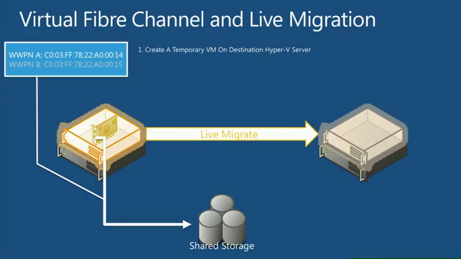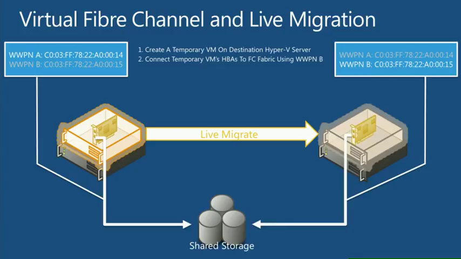So let's assume that you're starting to live migrate this particular VM. What happens initially is that a temporary VM is created on the destination. The temporary VM's fabric is instantiated with the worldwide port name B, which is the shadow port name associated with that virtual fiber channel adapter. With this virtual fiber channel adapter, the shadow VM performs a discovery on the secondary node.